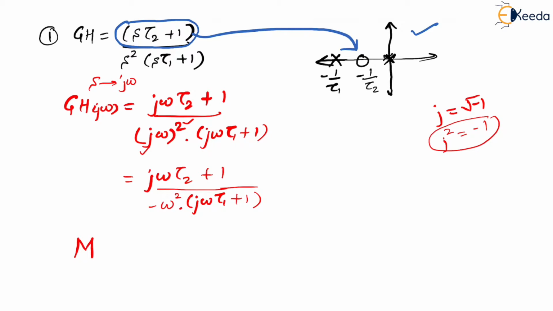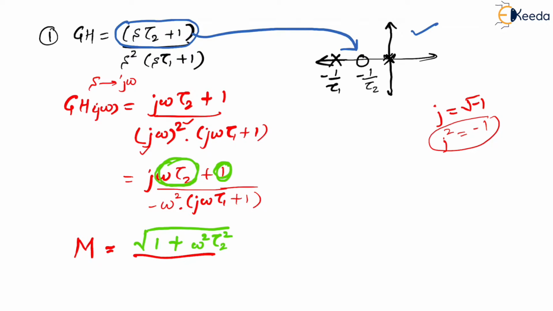Now, how much is M? M is the magnitude. For this particular numerator, this 1 is the real part and this omega tau 2 is the imaginary part. Magnitude is always under root of real part squared plus imaginary part squared. So if I take the real part, 1, squared, I get 1 plus imaginary part squared. The imaginary part is omega tau 2, and omega tau 2 squared is nothing but omega squared tau 2 squared.